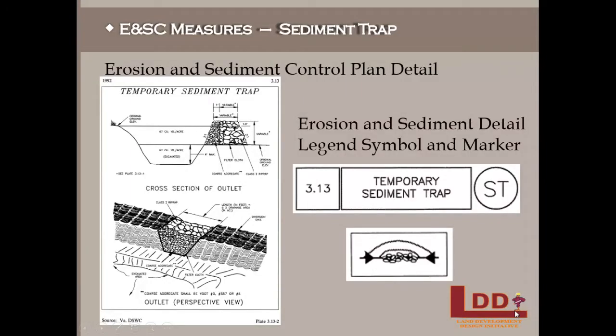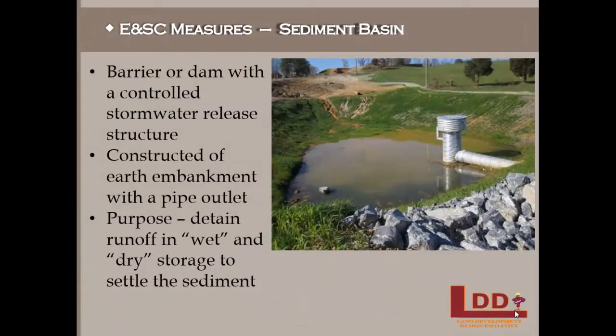Next, we have sediment basins. These are barriers or dams which control stormwater release structures. Similar to sediment traps, they are constructed of earth embankment. However, they have a pipe outlet as shown in this picture. Similarly, their purpose is to detain runoff in wet and dry storage in order to settle the sediment.